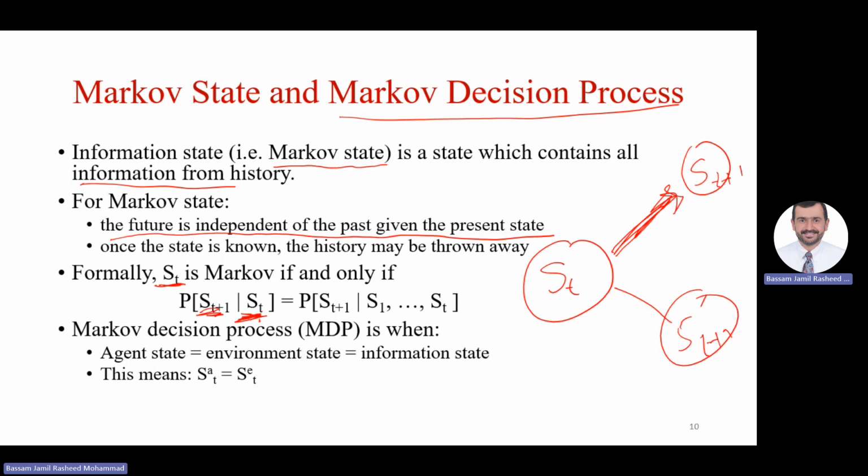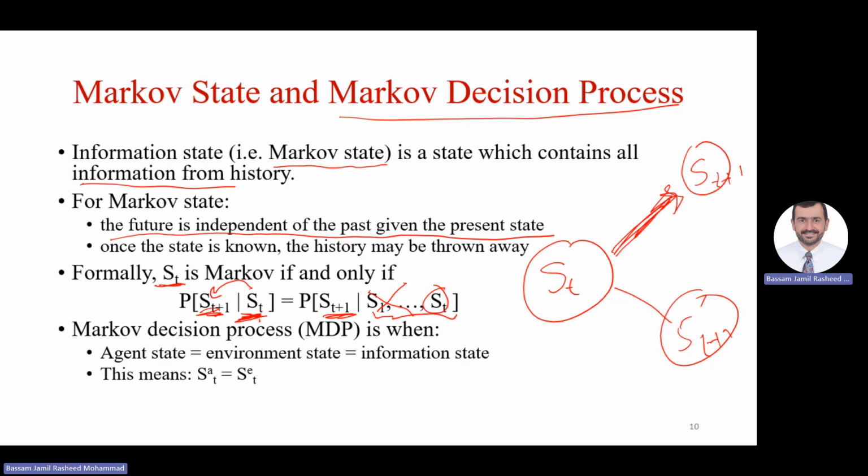Can you be employed? Well, it depends on my current state: I finished my bachelor degree or I did not finish my bachelor degree. It doesn't depend on the history. So the probability of going from state ST to ST plus 1, that's what the notation means, is equal to the probability if I give you all the history, given all the history, of transitioning to state ST plus 1. So this history really is redundant. Just give me the present state. Okay, so that's what it means.